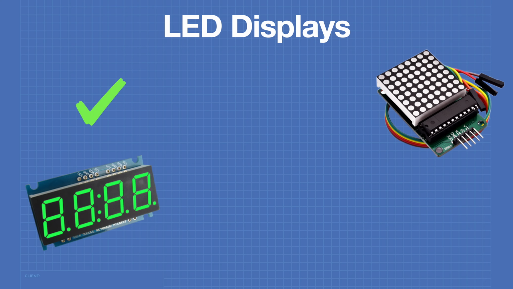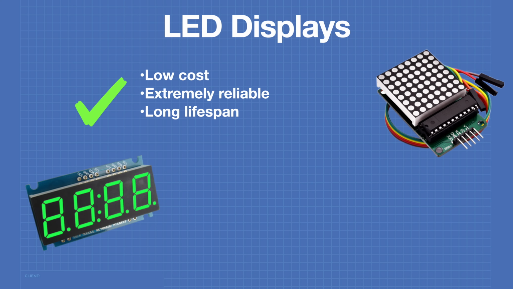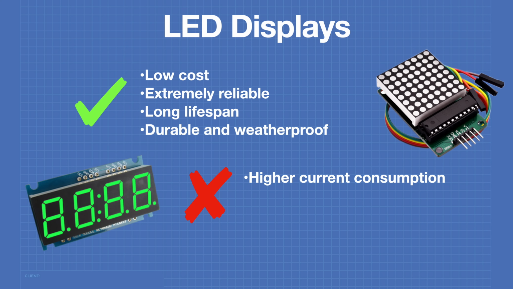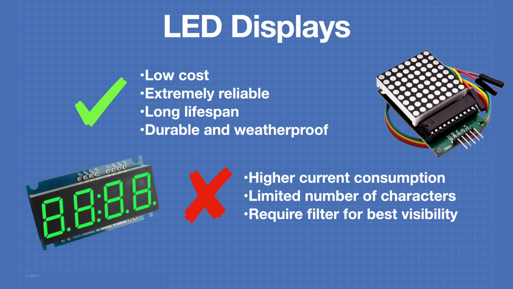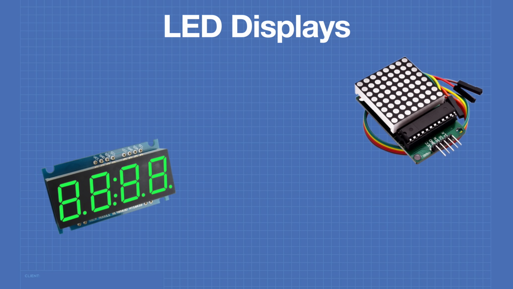LED displays have a number of advantages. They're very low cost, they're extremely reliable, they have a very long lifespan, and they're very durable and can easily be made weatherproof. However, LED displays have a much higher current consumption than other display technologies. They're also limited in the number of characters that they can display. In order to view LED displays best, you usually require a filter or bezel in front of the display in order to accent the characters.